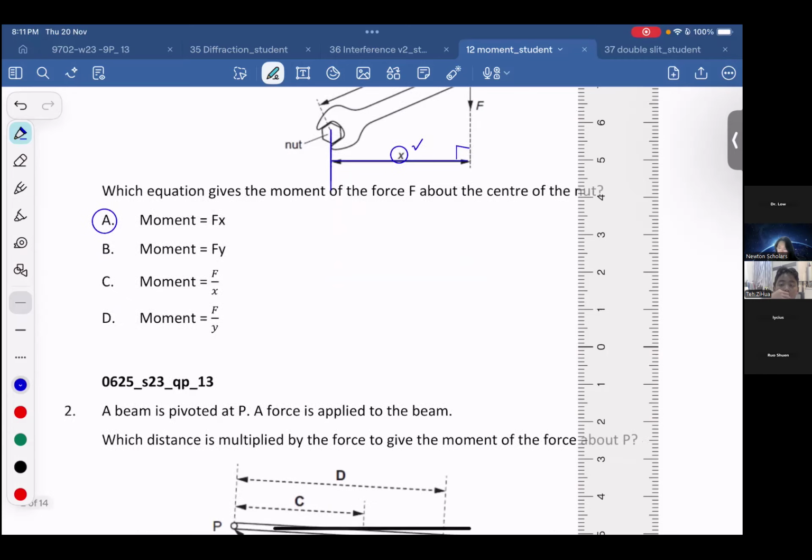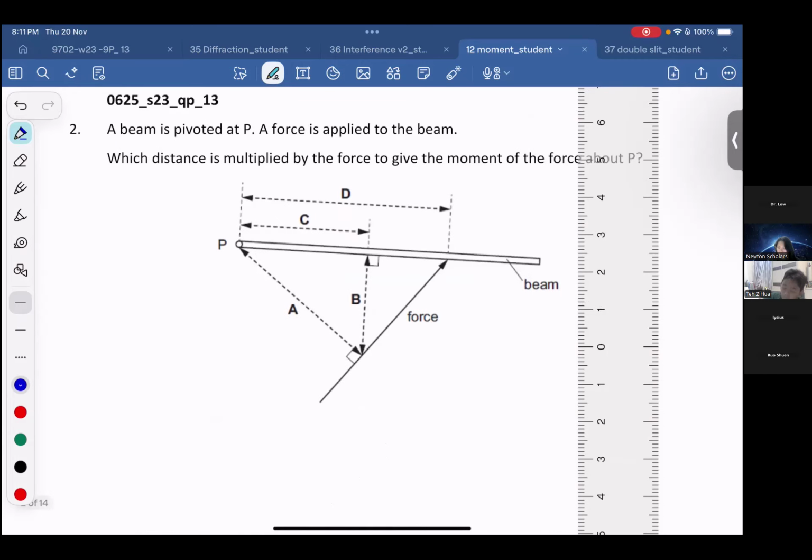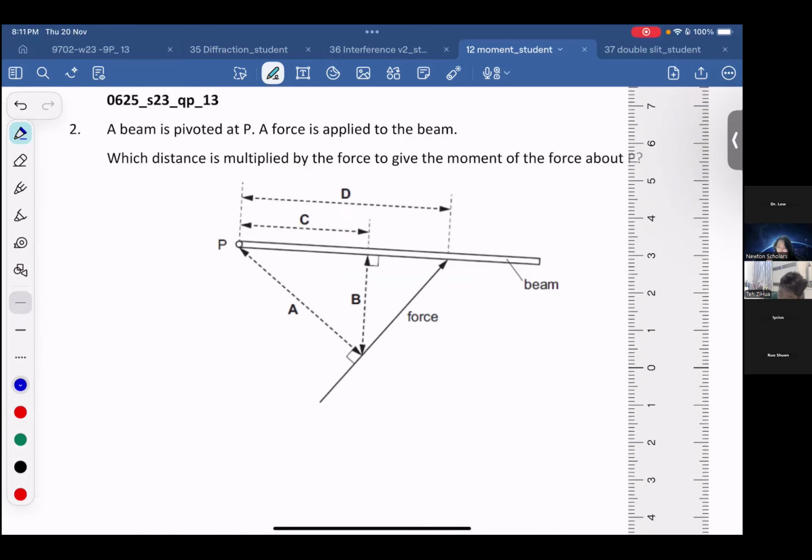Okay, test you again. Another past year question. Can you try and tell me which distance we should use to find the pivot? Yes, correct. Perpendicular. That is the keyword.